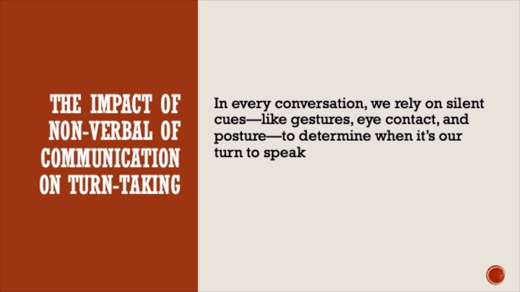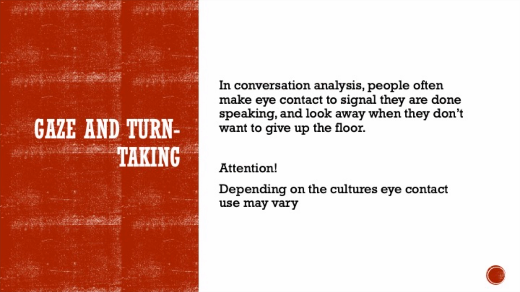In every conversation, speakers rely on silent cues like gestures, eye contact, and posture to determine when it is their turn to speak. Therefore, it is extremely important to pay attention to the way nonverbal communication impacts turn-taking in conversations. For example, signaling turn-taking in a conversation without verbally intervening and taking the word could be done through the use of gaze. In conversation analysis, people often make eye contact to signal they are done speaking, and they look away when they don't want to give up the floor.